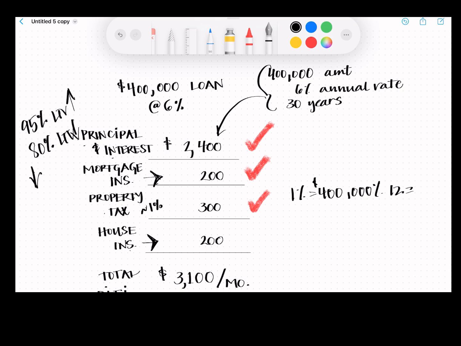If you want to know the actual property tax, look at the annual tax bill for the property and then divide that annual or semi-annual number to get a monthly figure. Some states do not have property tax, so if you live in a state where you don't have property tax, you don't have to worry about that one.